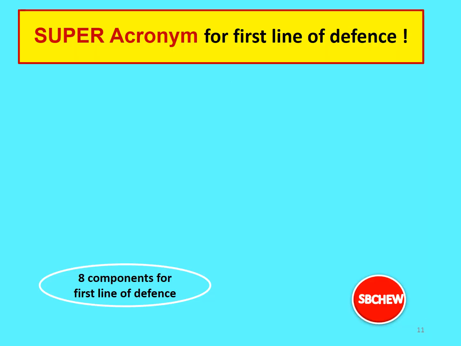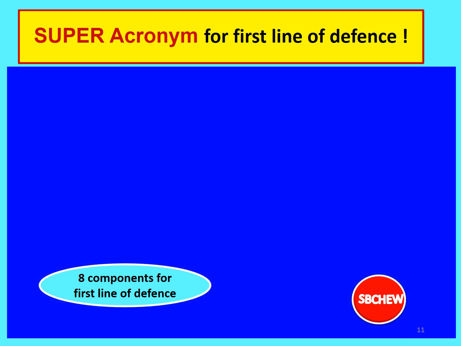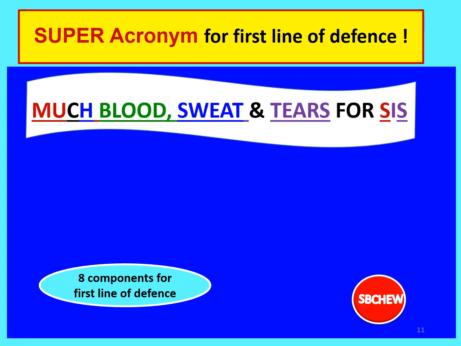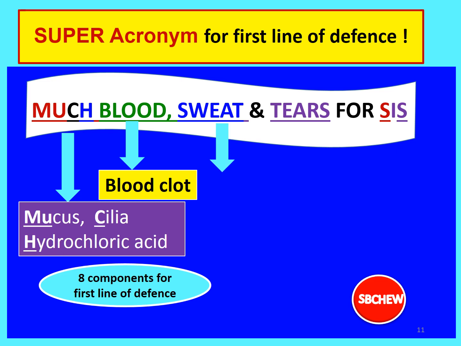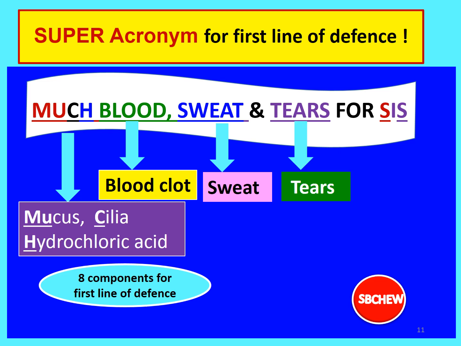To help you remember all the components of the first line of defense, we have a super acronym here that I thought up. Much blood, sweat and tears for cysts. MU is for mucus, C is for cilia, H is for hydrochloric acid. Blood stands for blood clot. Sweat stands for sweat itself, and tears is for tears.